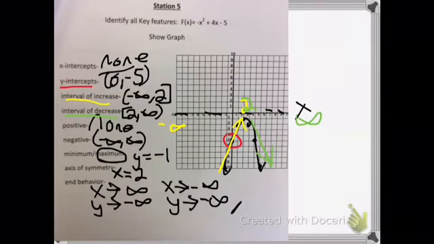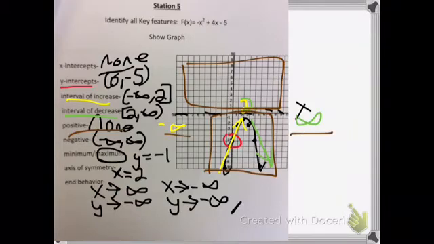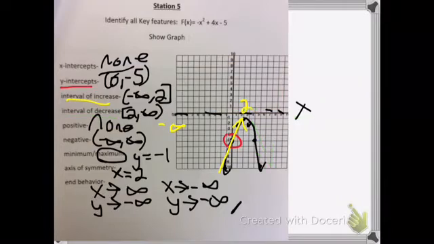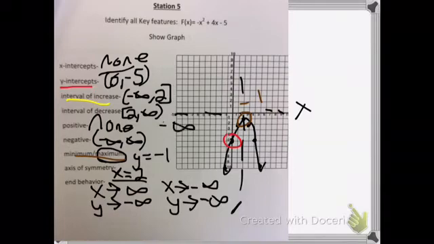Now my positive values. If you notice here, there are no numbers above the x-axis, so there will be no positive intervals. All my values are down here at the bottom, so they're all negative from negative infinity to positive infinity. I do have a maximum because my graph is going down. My maximum would be y equals negative 1. You see my y value there is negative 1, and that's my highest y point. My axis of symmetry here is x equals 2. That's where it goes through it. My end behavior here: as x goes to positive infinity, my y value is going towards negative infinity. As x goes to negative infinity, my y value is also going to negative infinity.